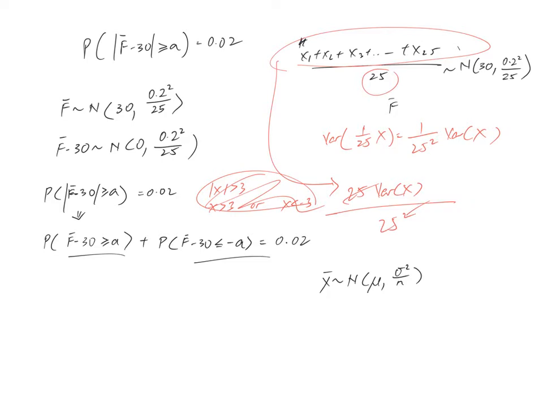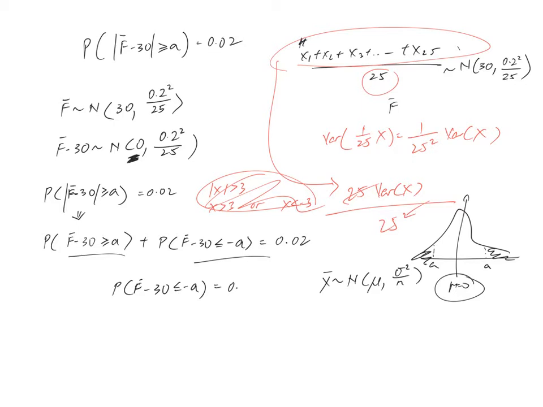So with that, the probability of f bar minus 30, because you can see that the mean is actually 0. If you think about f bar minus 30, that means the mean is 0, and negative a and a should be equal, because the center is 0. So the probability of f bar minus 30 less than negative a should be equal to 0.01. Because these two are equal, when I divide by 2, I get 0.01.